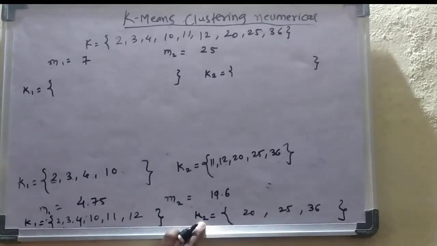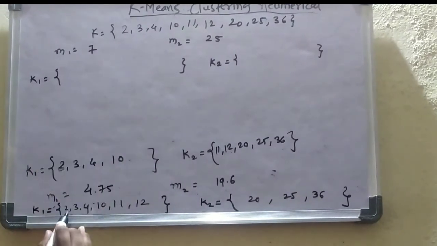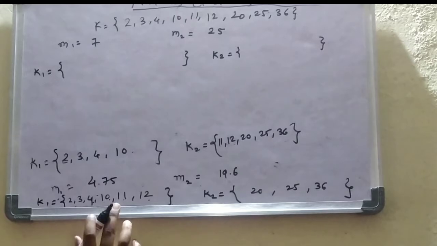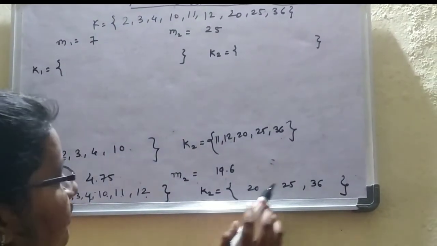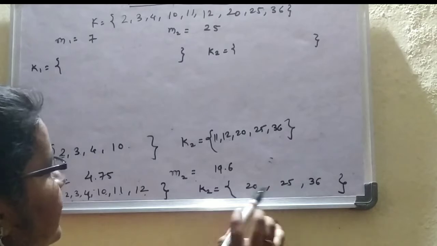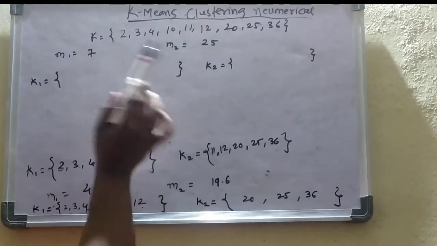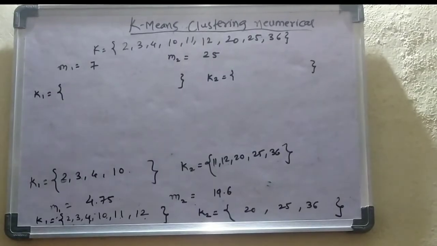Now by using these two clusters, we calculate the new means. The new mean we get is 2 plus 3 plus 4 plus 10 plus 11 plus 12 divided by 6, which gives 7. Similarly, 25 plus 20 plus 36 divided by 3 gives 25. So these are the new two means. By using these two new means, again we calculate the new clusters.